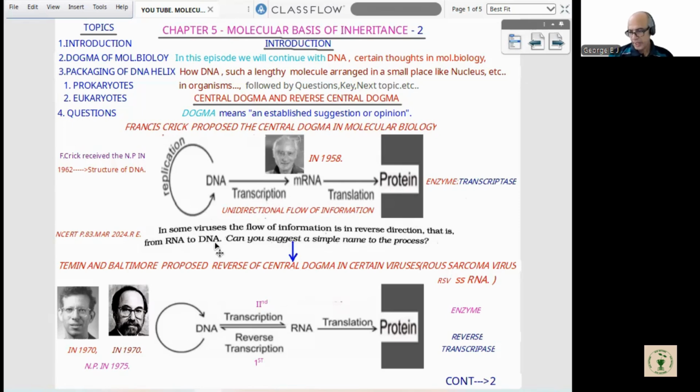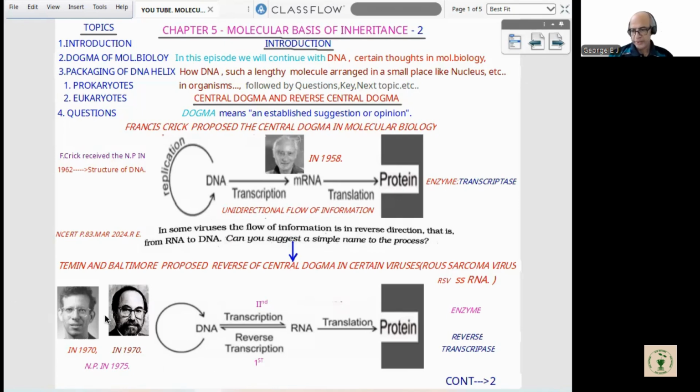And in NCERT, there is a famous comment given here. In some viruses, the flow of information is in the reverse direction, that is from RNA to DNA. Can you suggest a simple name to the process? This is a question from NCERT, page number 83, March 24 reprinted edition. And its answer is this one. Here we'll be getting the answer.